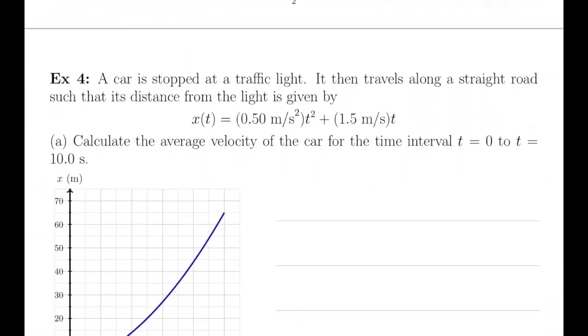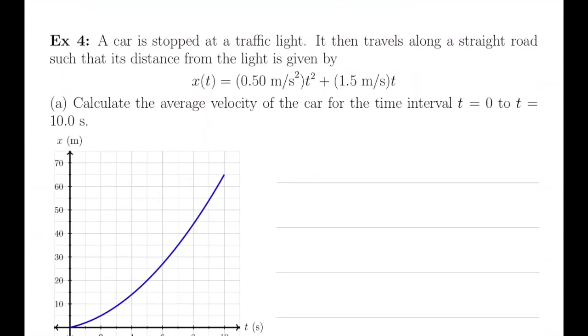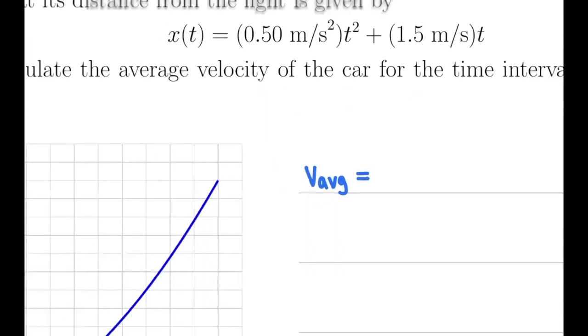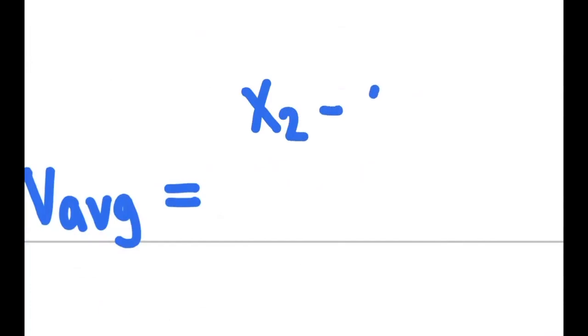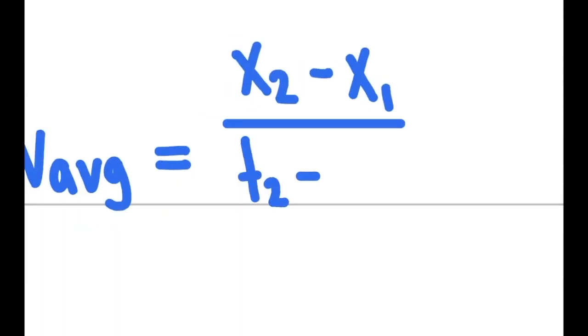So let's do example 4 now. We have a car stopped at a traffic light. It then travels along a straight road such that its distance from the light is given by this right here. Calculate the average velocity of the car for the time interval t equals 0 to t equals 10 seconds. So for average velocity, we have to go back to our definition. The average velocity is displacement, x2 minus x1, divided by the change in time, t2 minus t1.